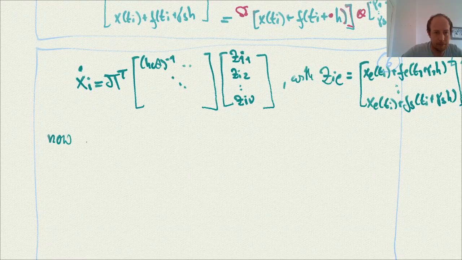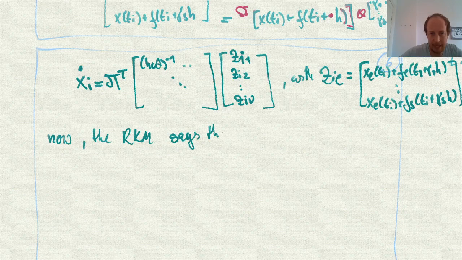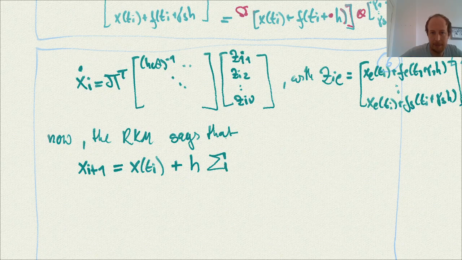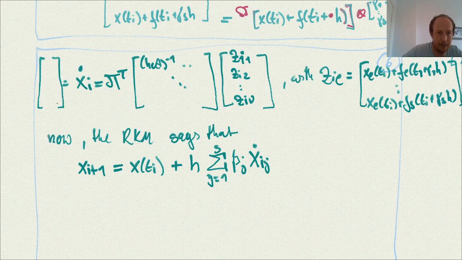Now the RKM says that the new x_{i+1} is given as x, in this case x of t_i, because we start with the actual value, plus h times the sum over j from 1 to s of beta_j times X_ij dot, the stage values, and in fact they are all to be found here. So this is X_i1 dot up to X_is dot.